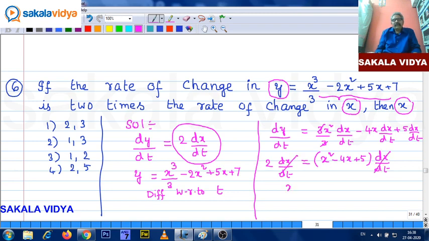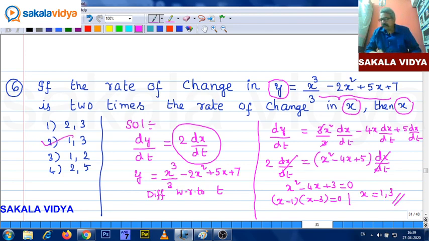So we have x square minus 4x plus 5 equals 2, bring to this side, plus 3 equals 0. We get a quadratic equation in x. The factors are x minus 1 into x minus 3. Am I correct? So we get x equal to 1 or 3, 1 comma 3. So the second option is the right option. Yes, option 2.